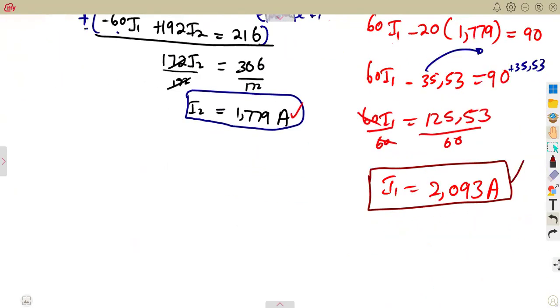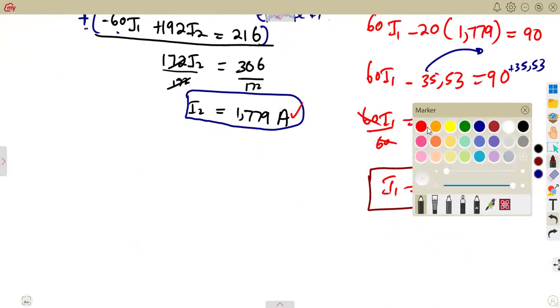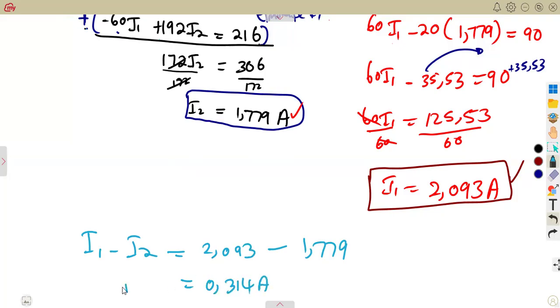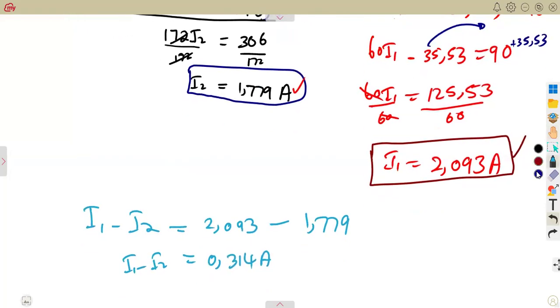So from this, what was going to be the value of I1 minus I2? Already, we have I1 and I2. So meaning to say I1 minus I2 is the difference. I1 is 2.093 minus I2, which is 1.779. So that difference is going to give us I1 minus I2, which was going to be 0.314 amps. So that is our I1 minus I2. You have to determine each and every part that you are given there.